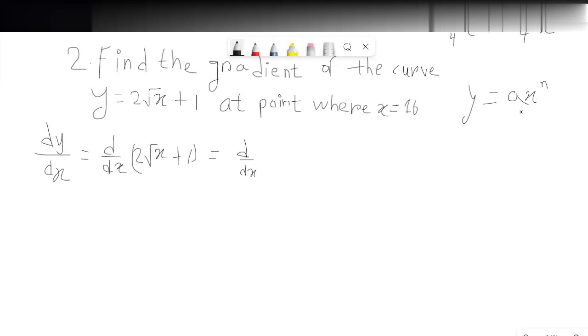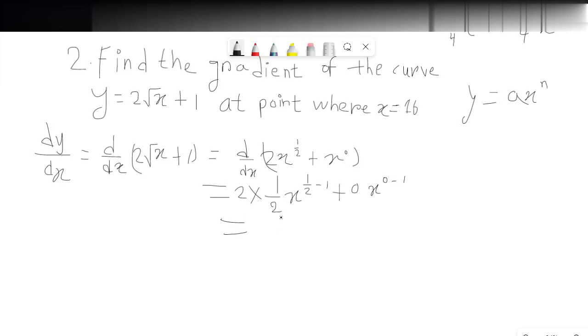So we have to convert this into index form, ax to the power n. So we can write this as 2x to the power half plus, as there is 1, we can also write this as x to the power 0. Now let's differentiate this. We get 2 into half into x to the power half minus 1, as the formula goes, as well as 0 into x to the power 0 minus 1.